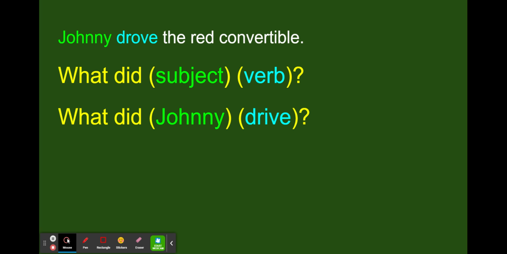And we're looking just for the noun. And the noun in the rest of the sentence is convertible. What did Johnny drive? Johnny drove the convertible. The convertible was red, but we're just focused on convertible. So in fact, the direct object is convertible.